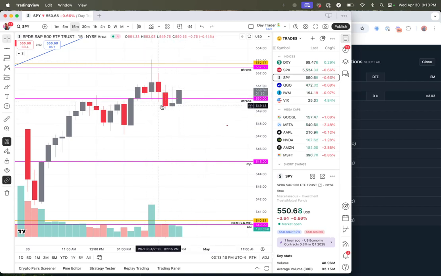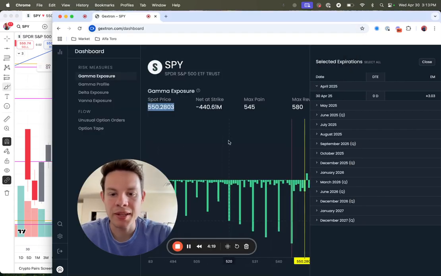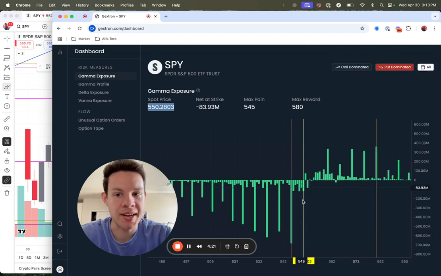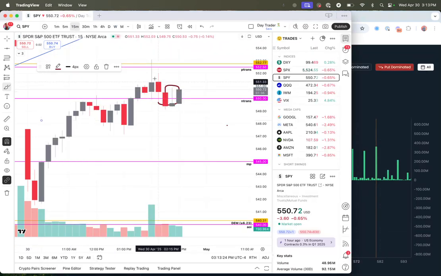You can see here that if I didn't have my profit taking strategy, I would have been taken out. This would have been at least a negative number. So it was really simple: just get the expected move, get the key levels from Gextron, play the rejection, and the confirmation was this volume bar right here. That's it.